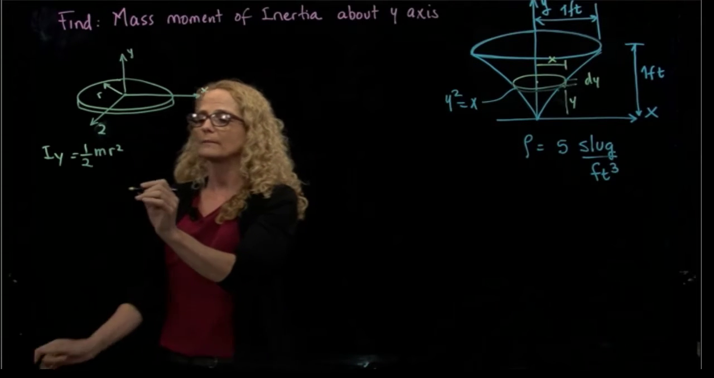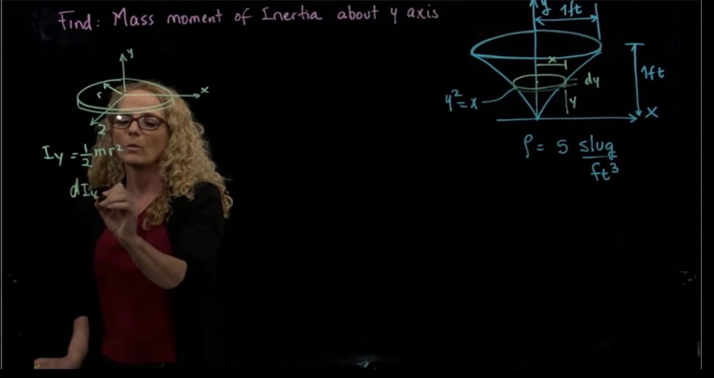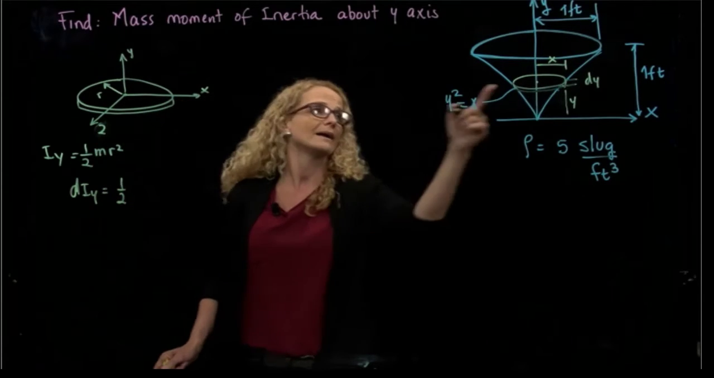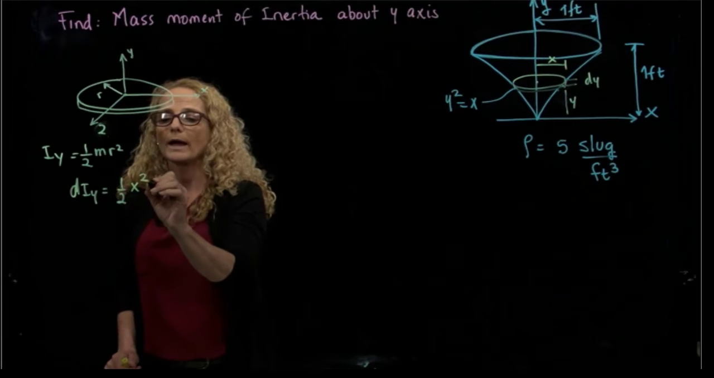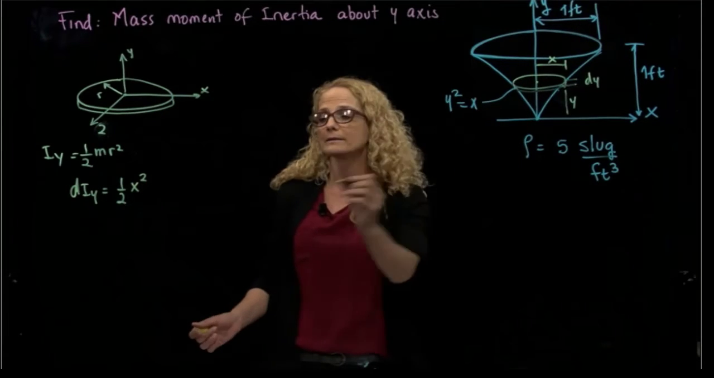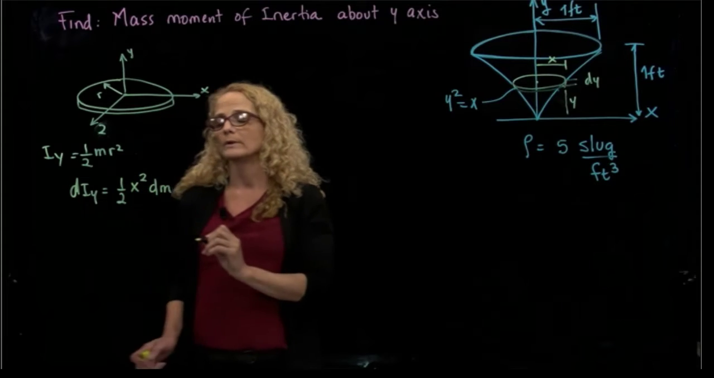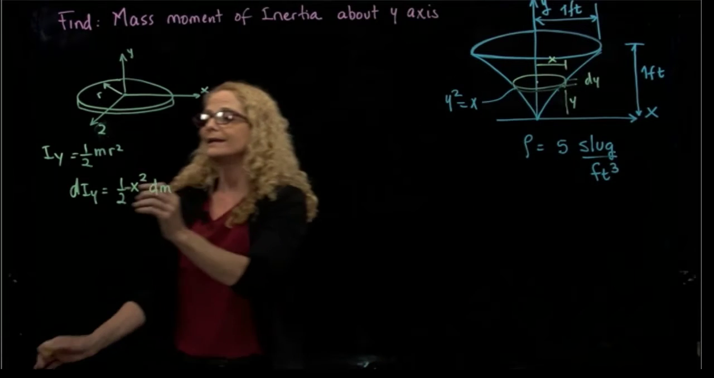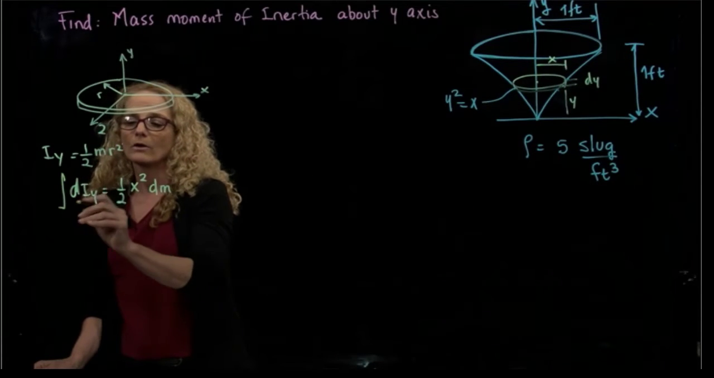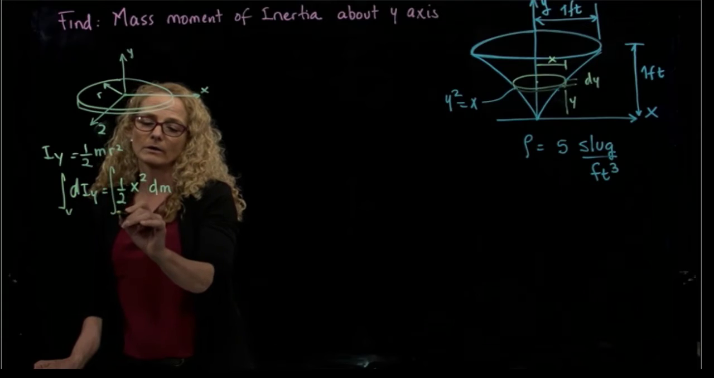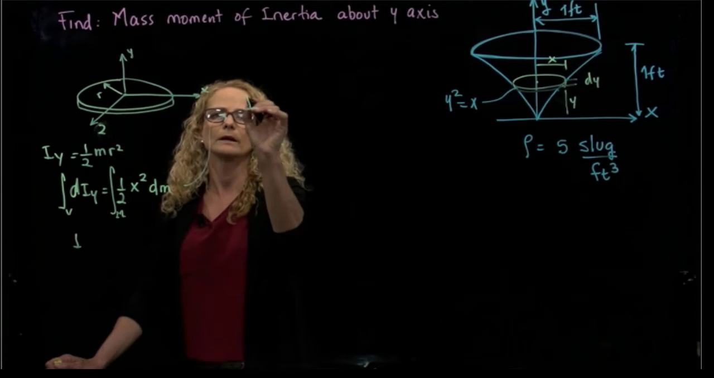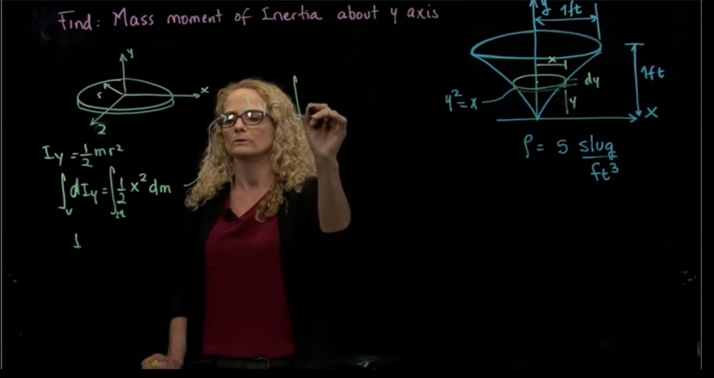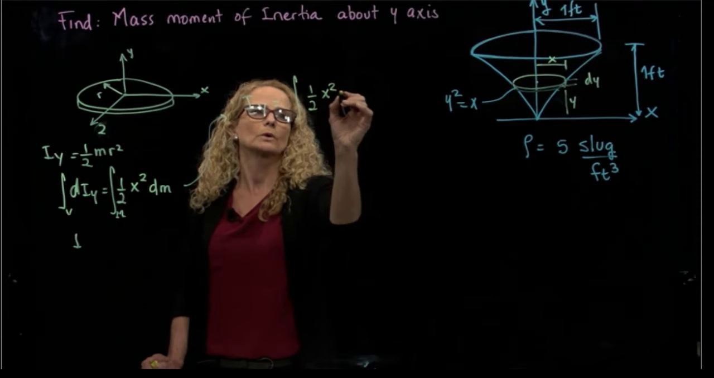So we could use this same equation to say that dI_y will be equal to 1/2. My radius here is not r but x, so I will say x squared, times a differential of mass. To find the moment of inertia of this whole volume, I will integrate over the mass. So my mass moment of inertia will be the integral of 1/2 x squared dm.